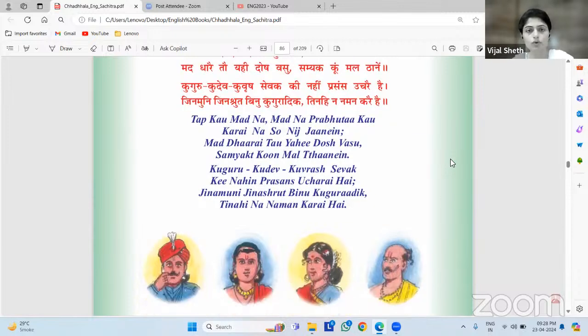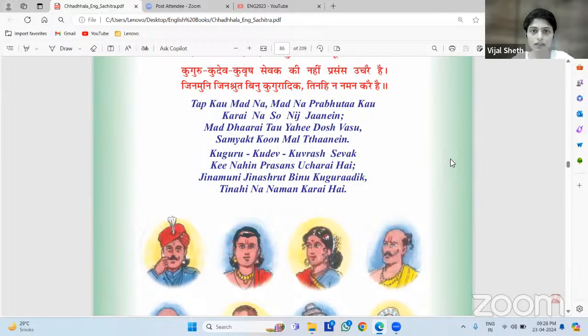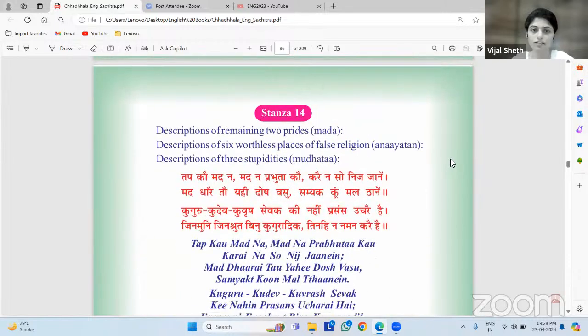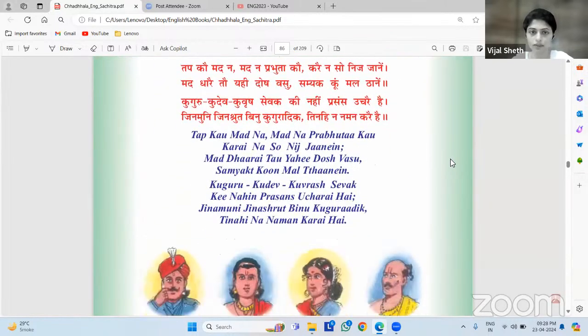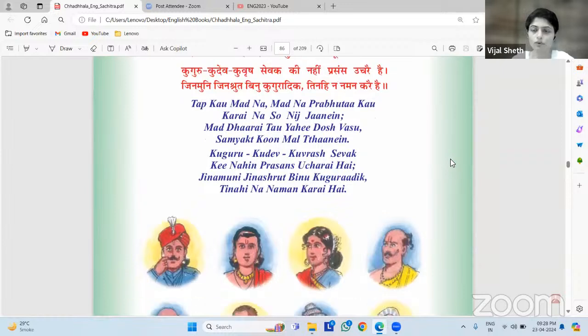कुदेव कुगुरु कुवृष सेवक की नहीं प्रशंस उचरे है जिन मुनि जिन श्रुत बिन कुगुरादिक तिन्हे न नमन करे है. Okay, so now we are seeing 3 murta or 6 anayatan. We are seeing anayatan and murta together. So Kuguru, Kudev, Kuvrish, and their sevak. So false gods, false gurus, and false dharma or false religion, and the people who follow them. So 3 plus 3, 6. So these are the 6 anayatans.